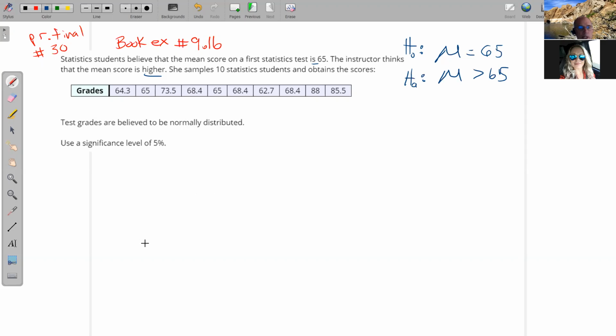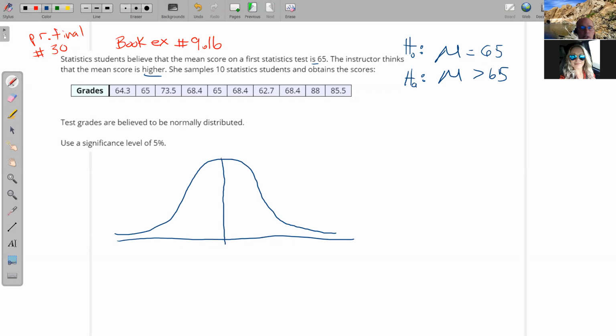And then I'm going to start my sketch right away. And the sketch is going to help me determine whether I reject or fail to reject, to make sure I put stuff in the right spot. So the null hypothesis mu always goes in the middle. That's 65. Since this is a small sample and I wasn't given the population standard deviation, this is going to be a t-test.